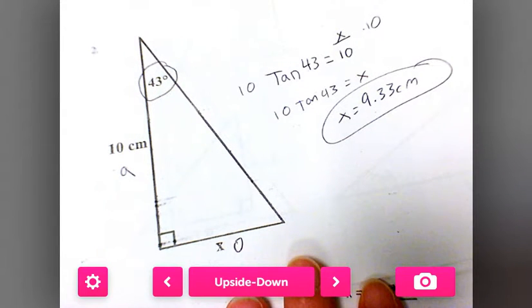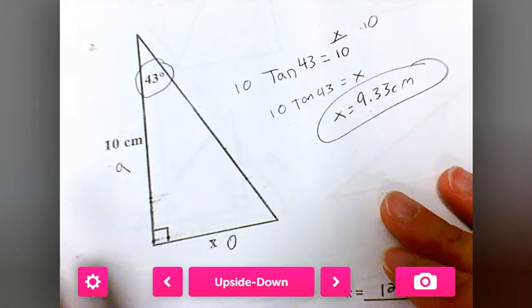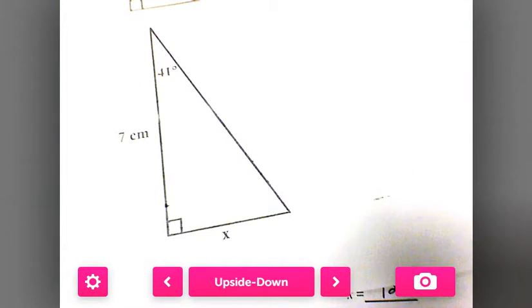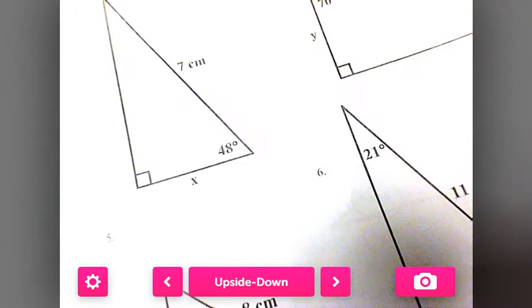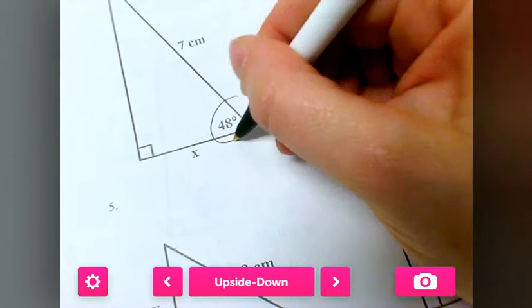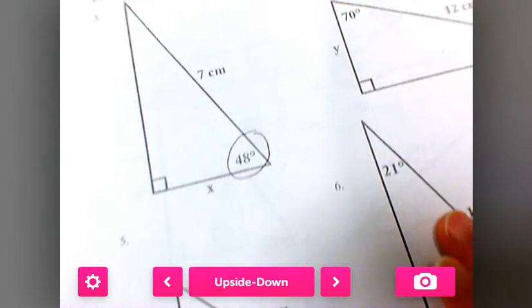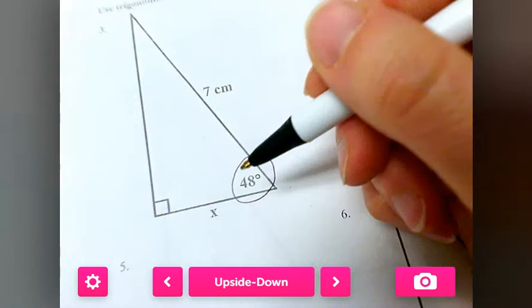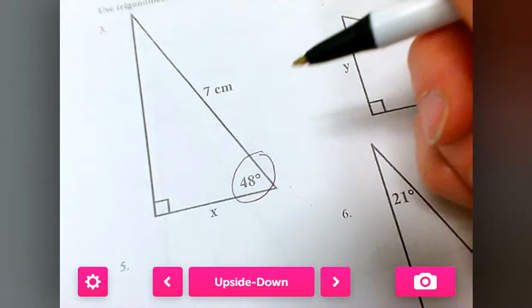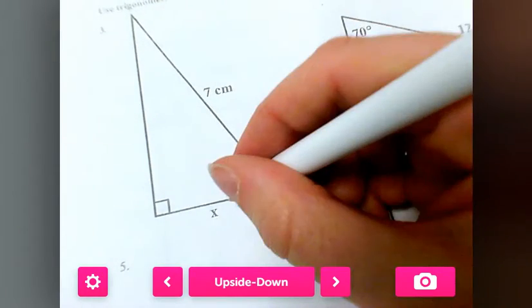How are we feeling? Pretty simple? Okay. Let's turn it over and look at the other side. Okay. Number 3, right here I've got angle 48. Now what is x to angle 48? Is it the opposite, adjacent, or hypotenuse? Adjacent, good. And what is 7?